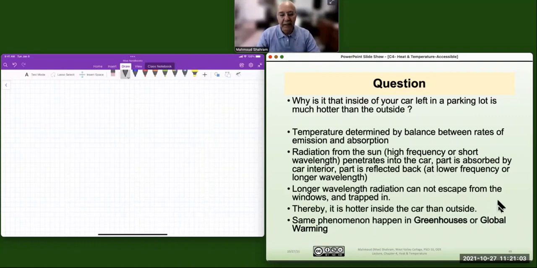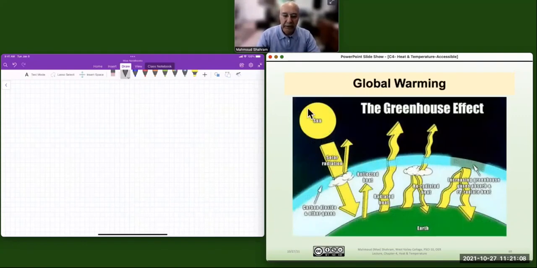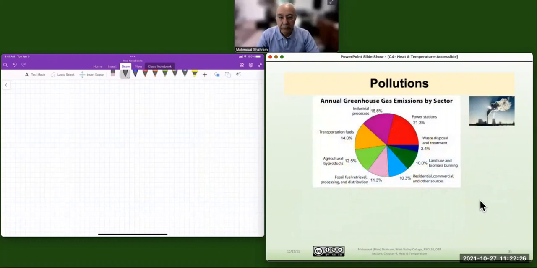Now that same thing happens in global warming. Here's the radiation from the sun coming in through the atmosphere, hitting the ground. It gets reflected. Some of it escapes. Some of it gets reflected back towards the earth. Now, if you have a layer of greenhouse gases, like carbon dioxide and other gases that we produce all the time, it gets reflected back from the greenhouse gases, and then the earth gets hotter and hotter. There's a lot of pollution that causes that greenhouse effect.